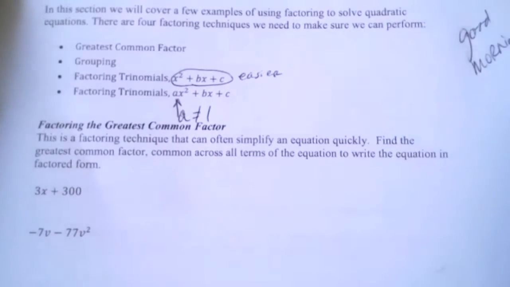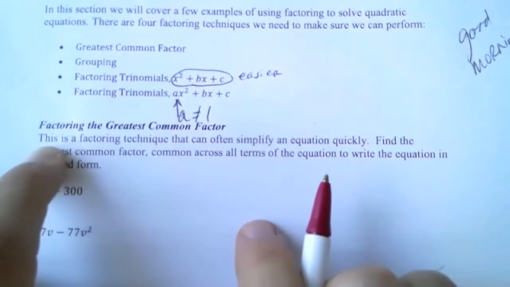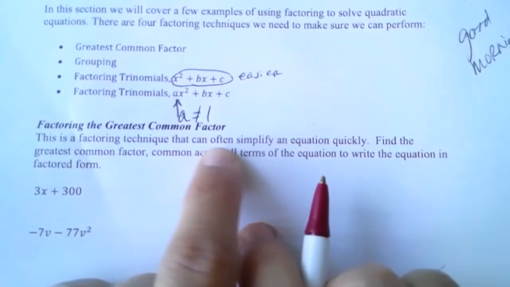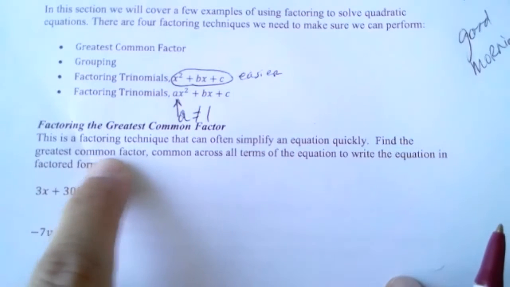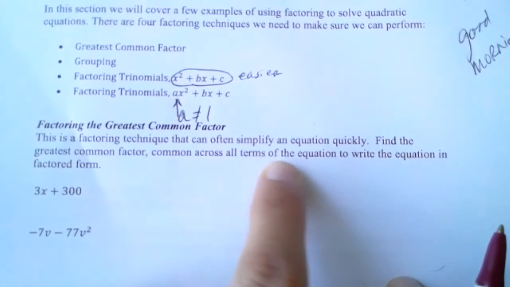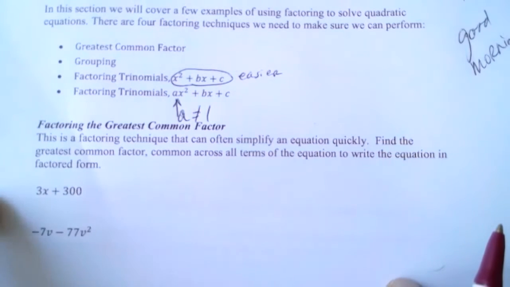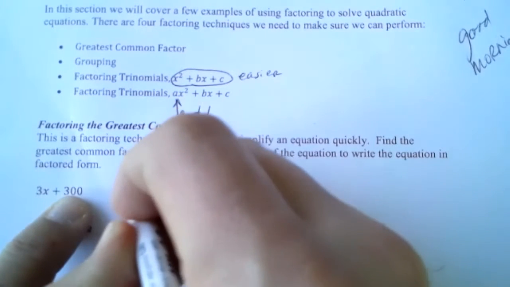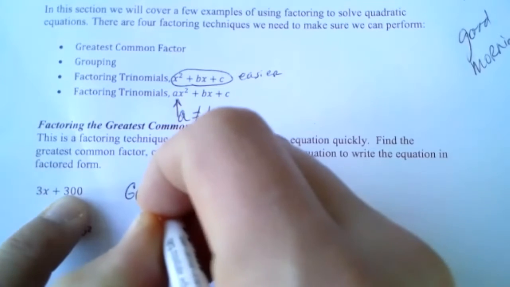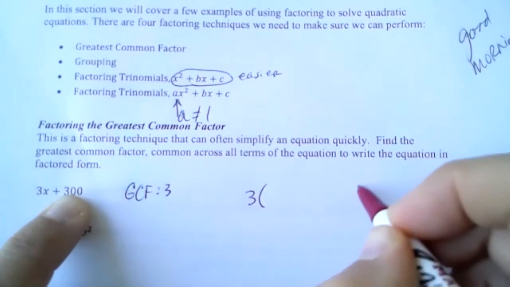It doesn't matter, okay? So factoring the greatest common factor. This is the factoring technique that can often simplify an equation quickly. Find the greatest common factor common across all terms of the equation to write the equation in factored form. Well, this one is pretty simple. You see a factor of 3 here being common. So the GCF would be 3. Okay, so that means I can pull a 3 out from both terms.